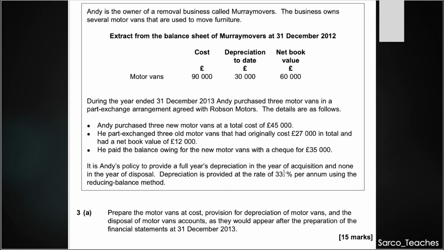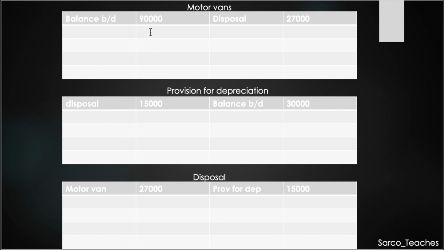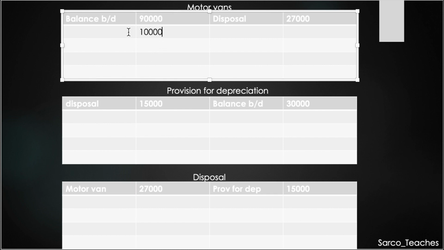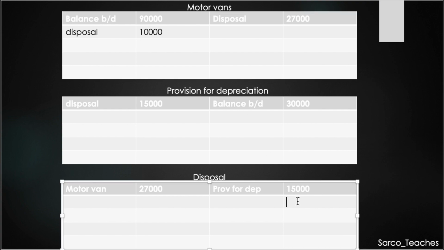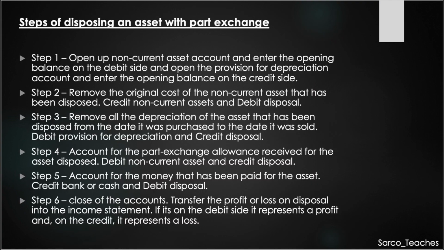In simpler words, we paid 35,000 and we also gave them 3 old motor vans to get the 3 new motor vans, which cost 45,000. So now that we know it's 10,000, we put 10,000 on the debit side of the motor vans account, and we put 10,000 on the disposal account. Step 4 complete as well.